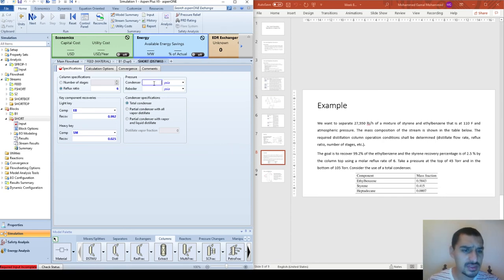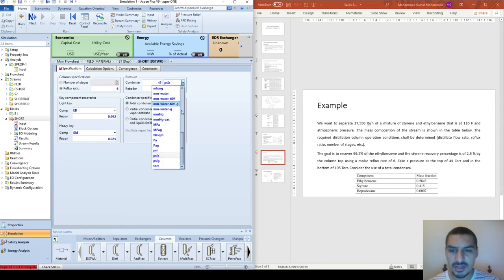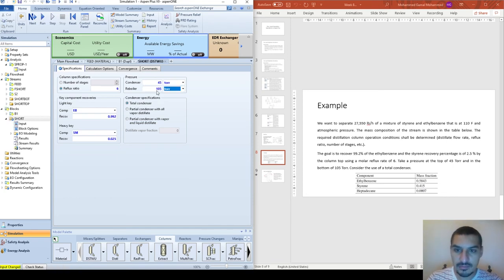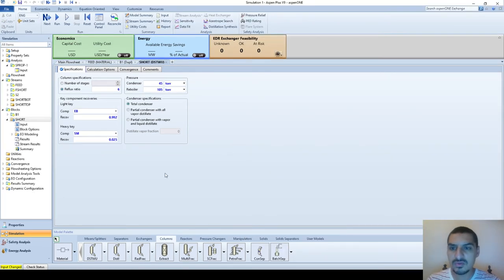And for the pressures, I know here that the pressure at the top is 45 torr. The torr is kind of like the millimeter mercury. There is a very, very small difference between them, but it's almost the same. And the bottom product is 105 torr. So I have now all the information that I need to define the column. So I can run the simulation and see what kind of output that we have.